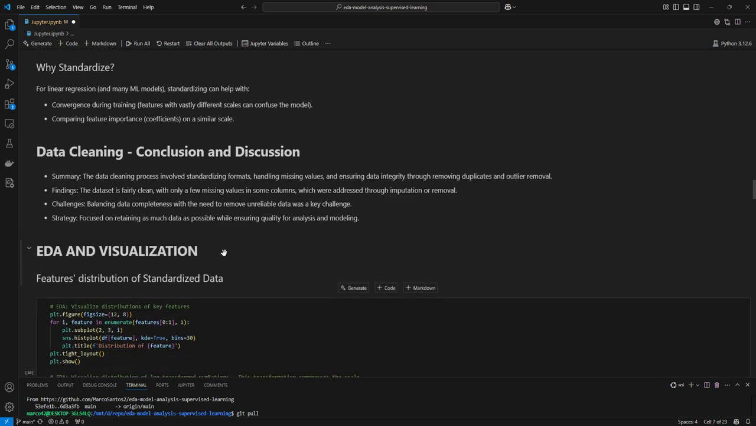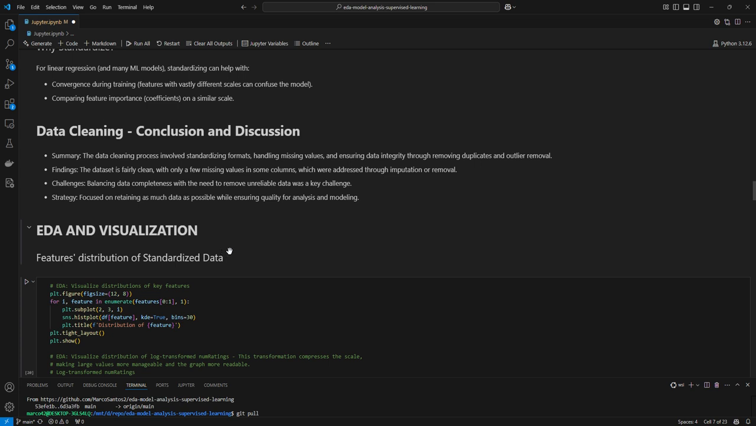All right, so the data cleaning conclusion and discussion. As a summary here, the data cleaning process involved standardizing formats, handling missing values, and ensuring data integrity through removing duplicates and outlier removal. The dataset is fairly clean with only a few missing values in some columns, which were addressed through imputation and removal. Some of the challenges here for data cleaning was balancing data completeness with the need to remove unreliable data. We don't want to remove too much.